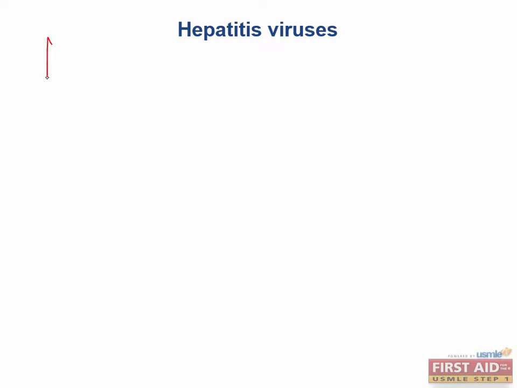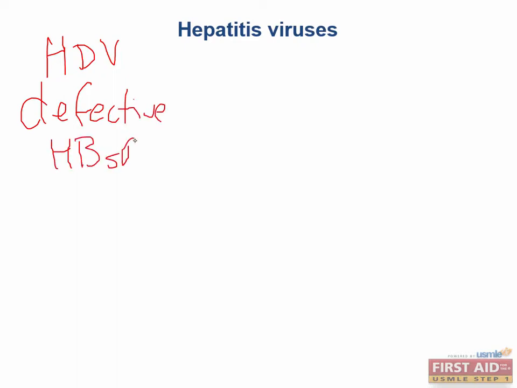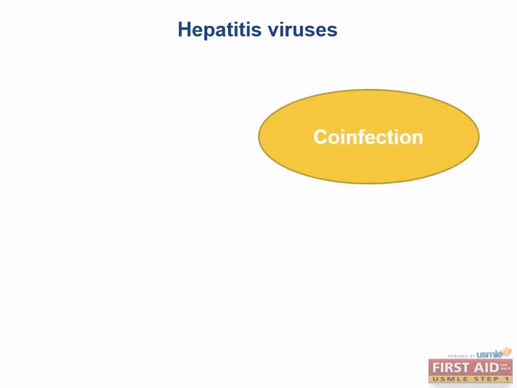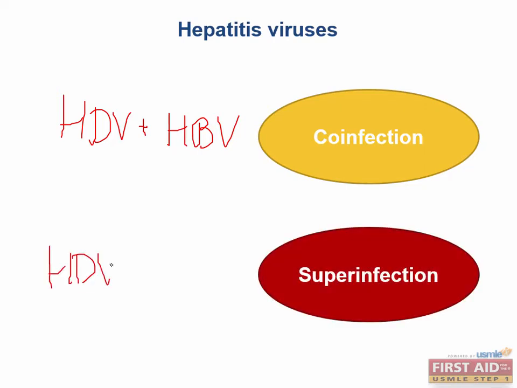Finally, hepatitis D virus is a defective virus that requires hepatitis B surface antigen in order to replicate and be infected. Transmission of hepatitis D virus can occur via simultaneous infection with hepatitis B virus, known as co-infection. So hepatitis D virus plus hepatitis B virus is called co-infection when they infect at the exact same time. And then when hepatitis D virus infects a patient who has already been infected by hepatitis B virus, then we get a superinfection. So let me say that again.